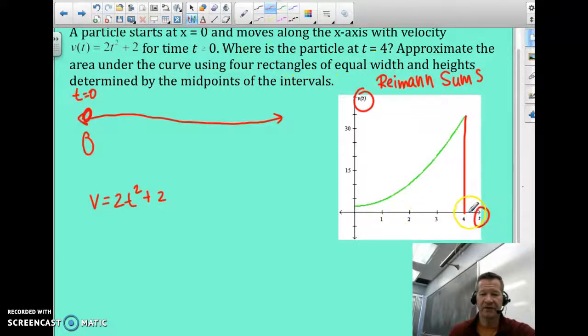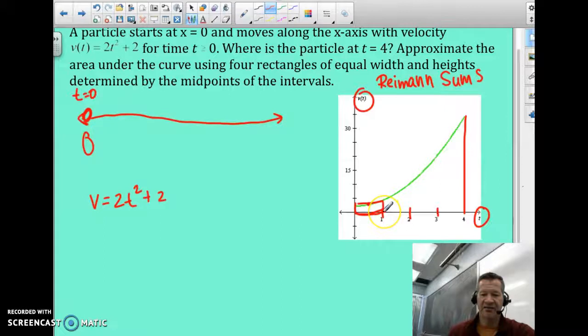From 0 to 4, if I cut this up into 4 rectangles of equal width, we'll cut it into 4 sections like this. We're going to use the heights determined by the midpoints. So our first rectangle goes between 0 and 1. I draw a rectangle as high as the midpoint of that segment, which is exactly at a half, and draw a rectangle about that height.